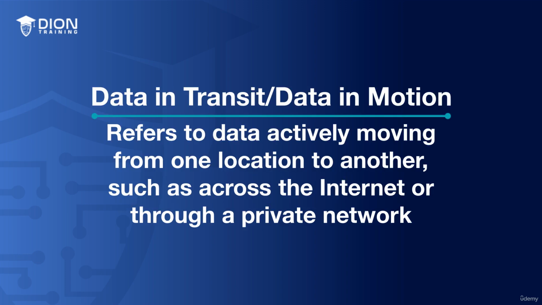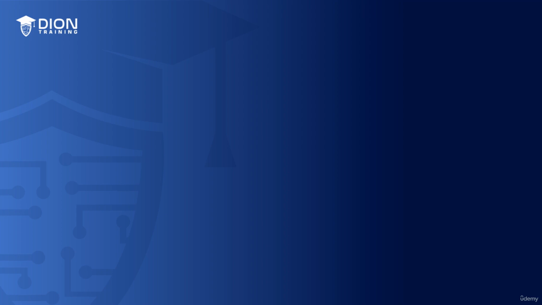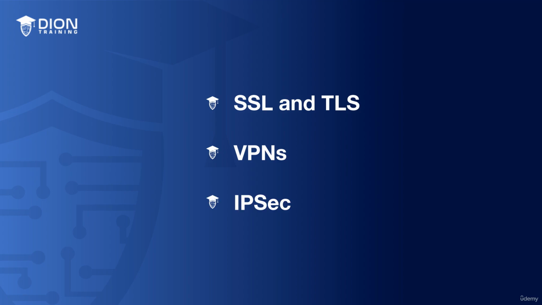Next up, data in transit. Data in transit, also known as data in motion, refers to data actively being moved from one location to another, such as across the internet or through a private network. This data is vulnerable to interception during its journey. To secure data in transit, transport or communication encryption methods are used. These include SSL and TLS, VPNs, and IPsec.